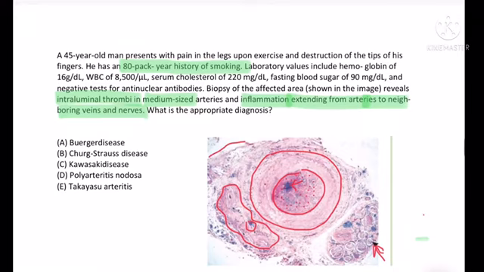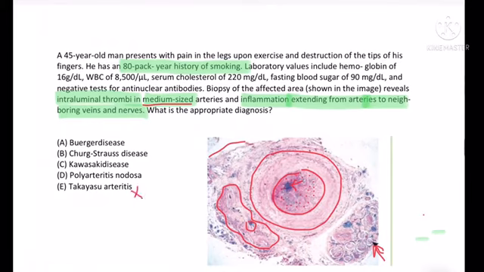So what are the conditions? What type of vasculitis is it where we can see the involvement of neighboring structures as well? And second, what are the conditions where we can see medium-sized vasculitis? So rule out easily: Takayasu arteritis is not medium size, not small, it's a large vessel vasculitis, so we can easily rule it out.